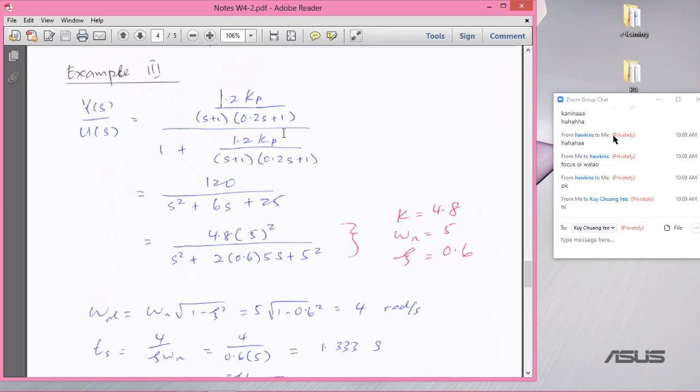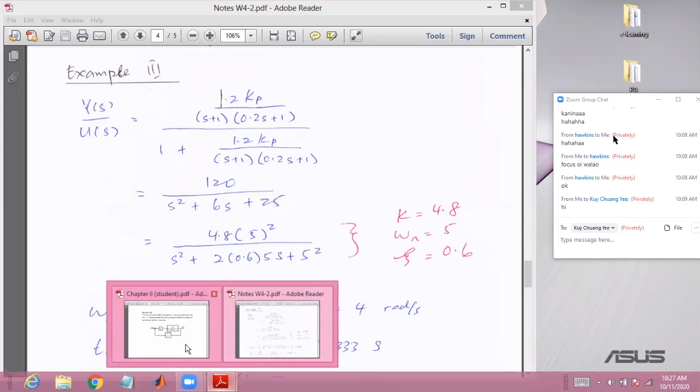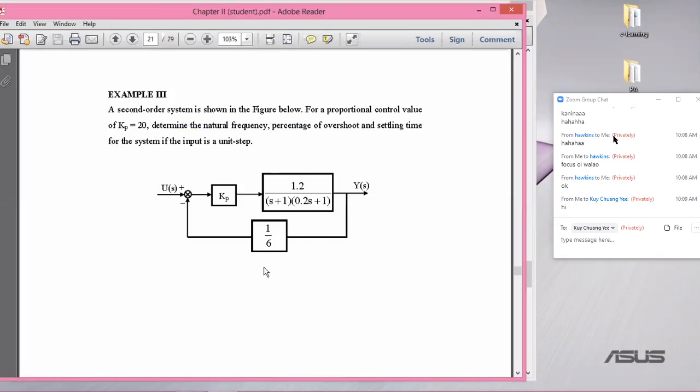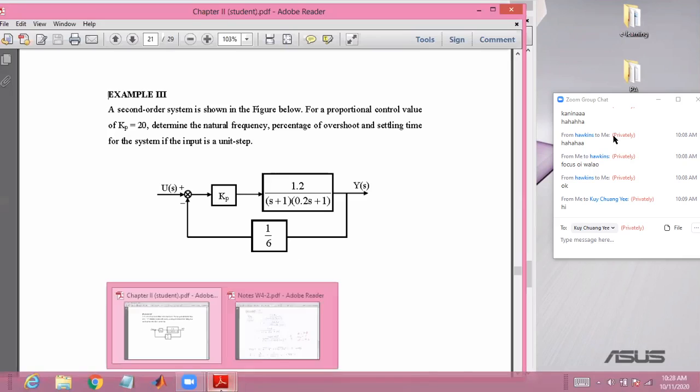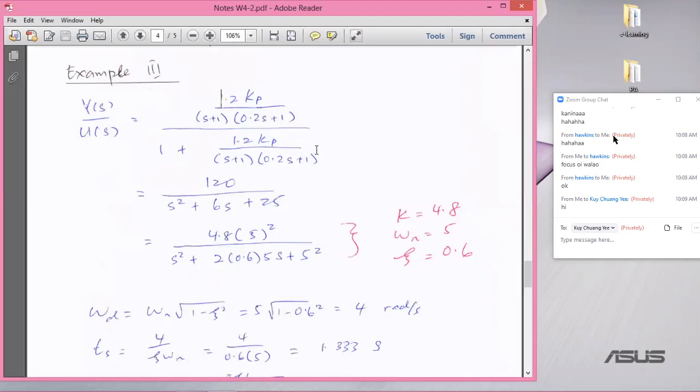So see, the numerator here must be multiplied. This is just G, and this is just 1 plus G. You need to have 1 plus GH. You need to multiply by 1 over 6 here. See, this is H. H is equal to 1 over 6. Okay, there is a missing 1 over 6 here. But this is correct.